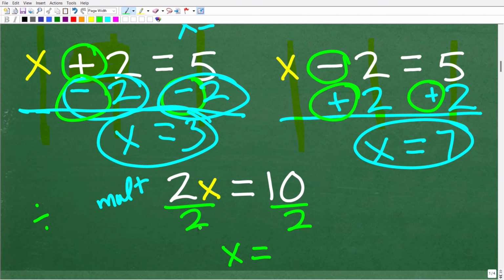So 2 divided by 2 is 1. So here we have 1x or x. And then 10 divided by 2 is 5. So x is equal to 5 is the solution.